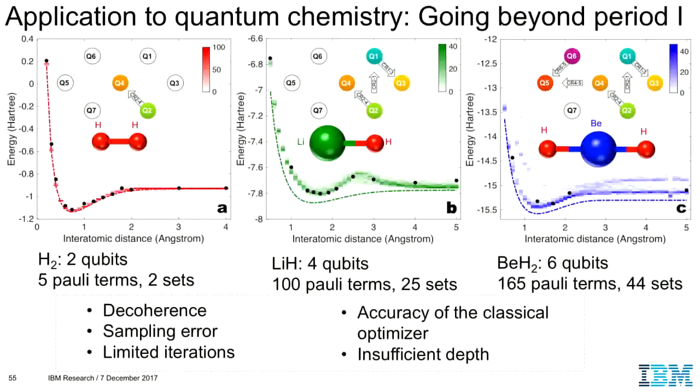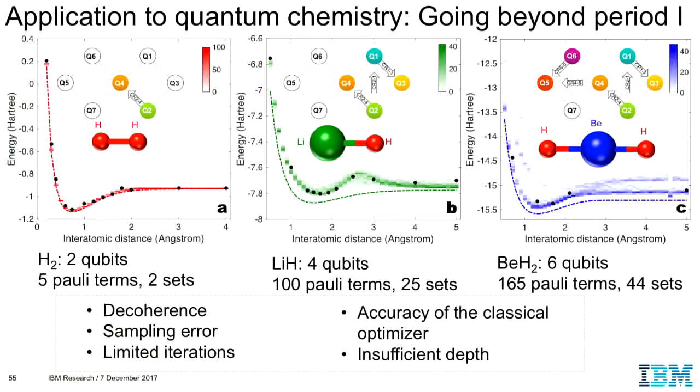And out of these 5, we usually would put them together and only run a few experiments, the partial state tomography. So for these 5 Pauli terms, we only had to measure 2 different states to get those numbers. For lithium hydride, we use 4 qubits, 100 Pauli terms, so it goes up quite a bit. But again, you could put them into sets of 25, and then even more for the 6 qubit beryllium hydride simulation. There are 165 Pauli terms, but you could group them into 44 sets.